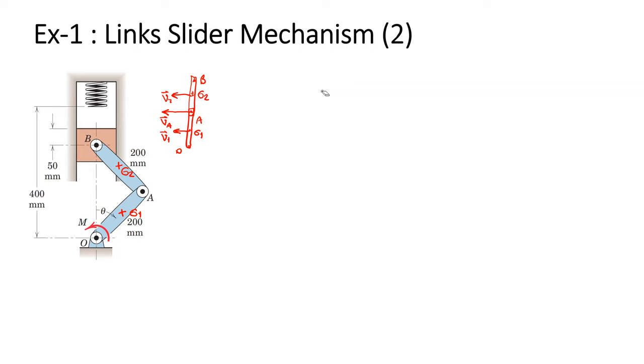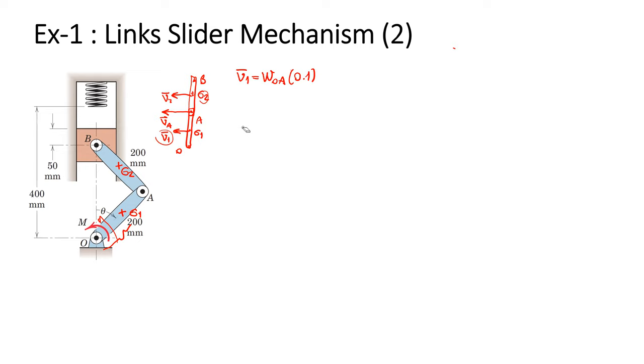So we can compose the V1 vector. V1 bar and V2 bar. V1 bar means the magnitude of the velocity at the G1 point. V2 bar means the magnitude of the velocity at the G2 point. So V1 bar is equal to omega OA multiplied by the distance between point O and point G1. This is the magnitude of V1 bar.